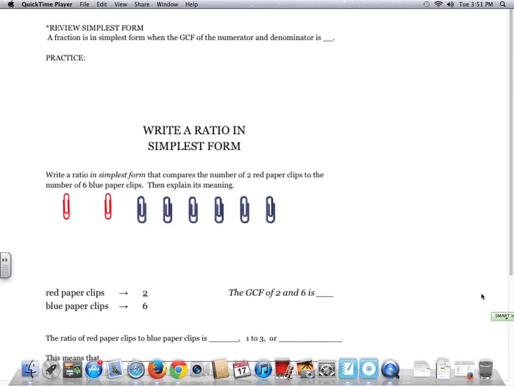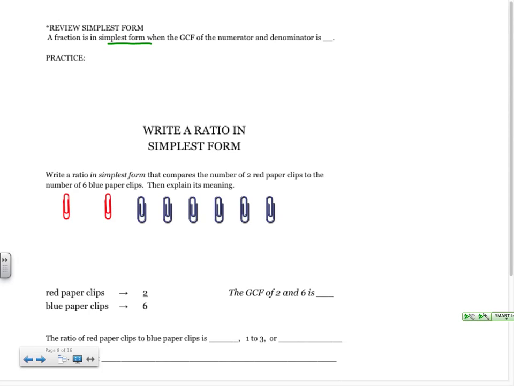Welcome to part 2 of our ratio lesson. One thing you can do with ratios is treat them just like fractions. And we know we can simplify fractions. Remember how? A fraction is in simplest form when the GCF of the numerator and the denominator is 1. So I'm going to give you a couple practice problems to refresh your memory on simplifying.